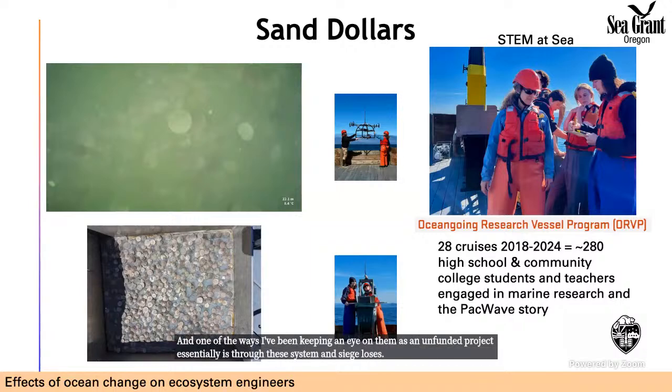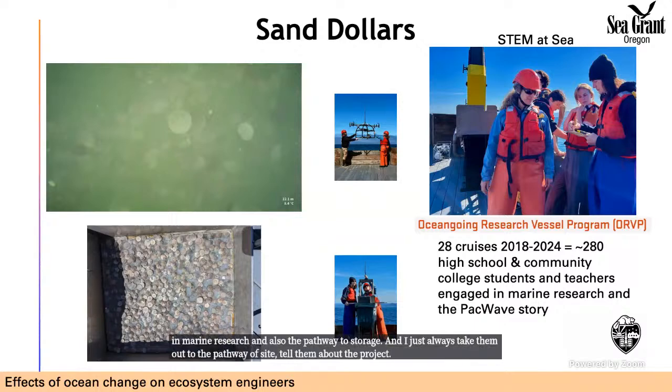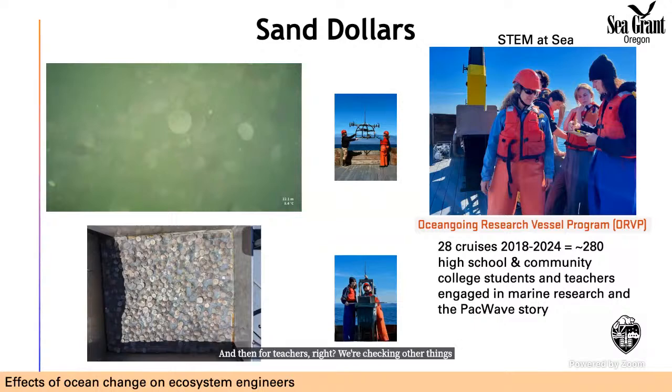Oregon State University, every biennium, applies to the Ocean Going Research Program to get days of sampling time for high school and community college students. So since 2018, I've engaged about 288 high school and community college students in marine research and also the sand dollar story. I always take them out to the sand dollar site, tell them about the project, and then we're taking care of things, right? We're checking on things out there, where high school and community college students have taken those samples.